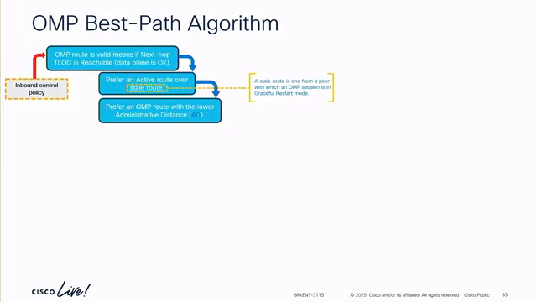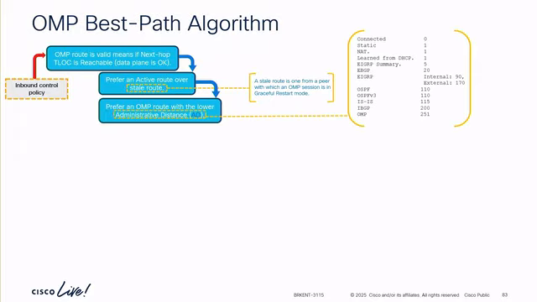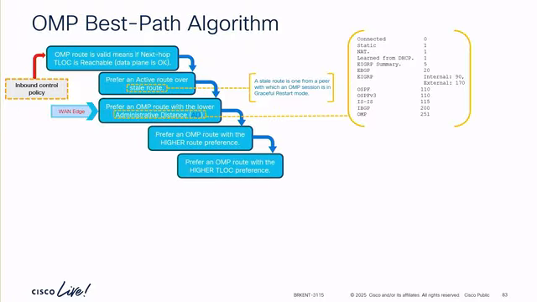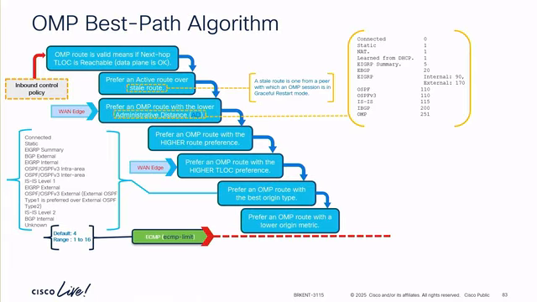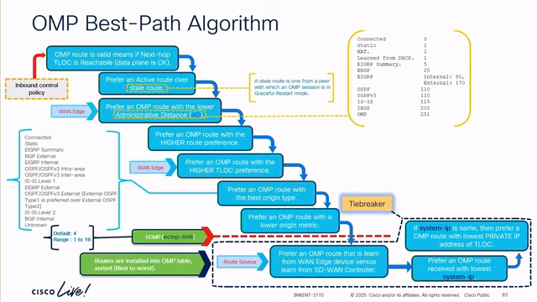We prefer the lowest administrative distance. The routes which we learn from the peer have to be at the lowest administrative distance. We prefer the OMP route which has a high route preference. Then the next step in the OMP best path selection process is that the TLOC preference should be high. After that, it has to be the OMP route with the best origin type, then the origin metric, and after that, the best prefixes will be placed in the ECMP, equal cost multipath.